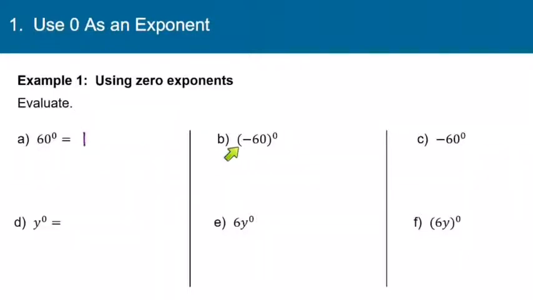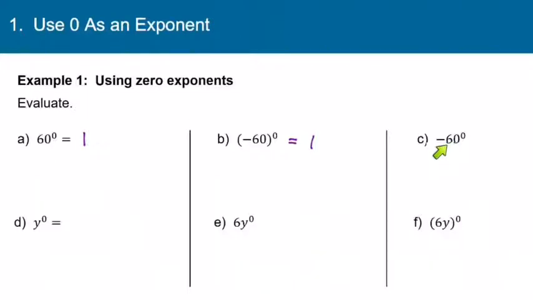And then let's look at part B. Here we have in parentheses negative 60 to the 0 power. So notice that the exponent is next to the parentheses, and that means everything in the parentheses is part of the base. So the base is negative 60, and any base to the 0 power is 1.